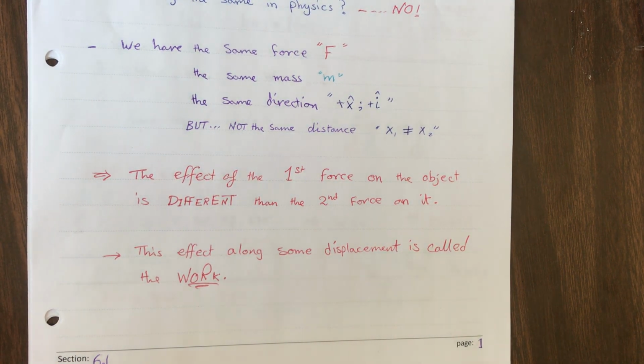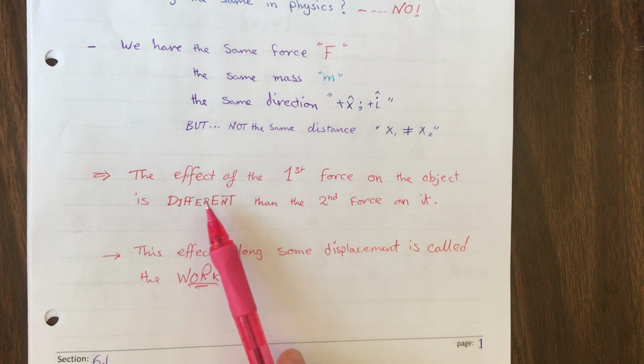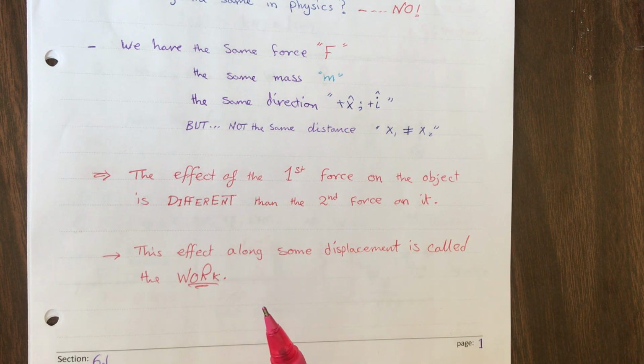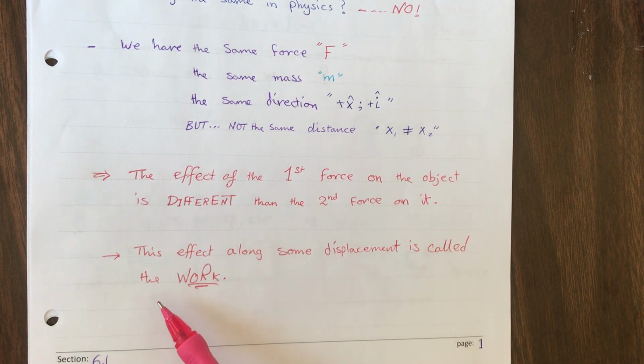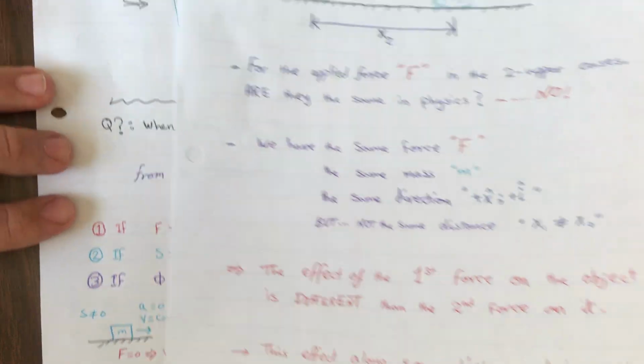displacements. The effect of the first force on the object is different than the effect of the second force on it, because we have different displacements. So this effect along some displacement is called the work. Okay, this is the work.